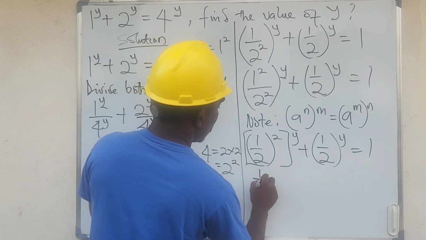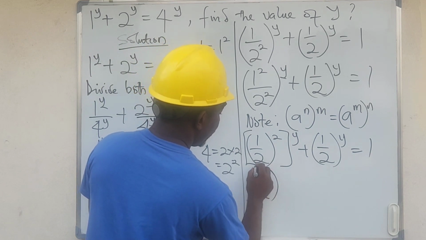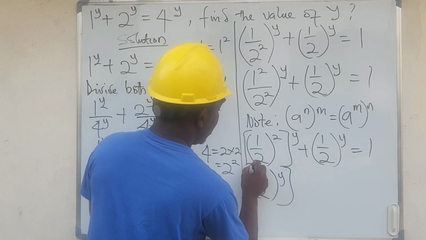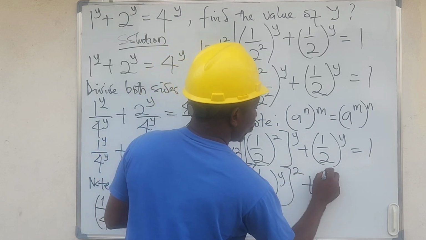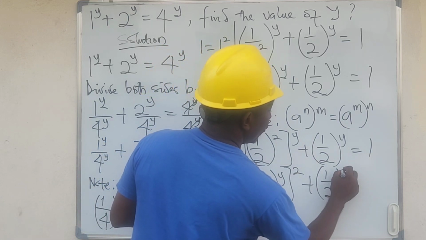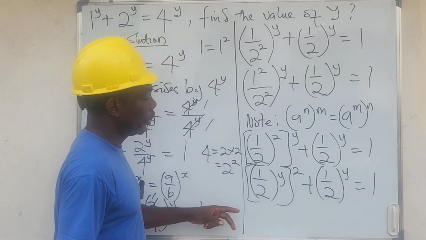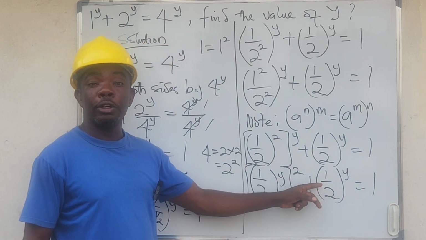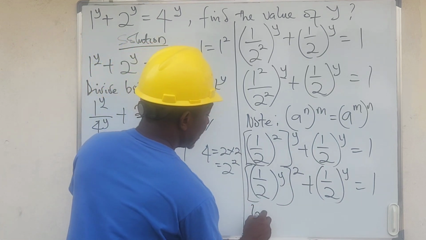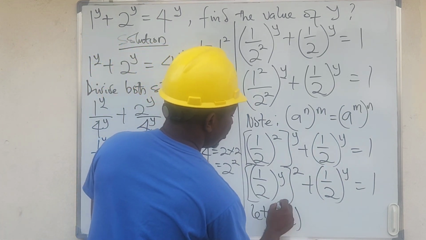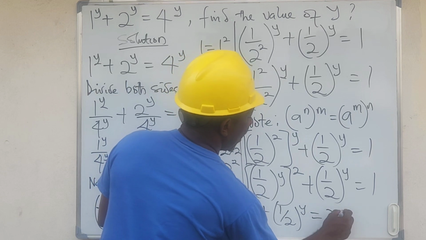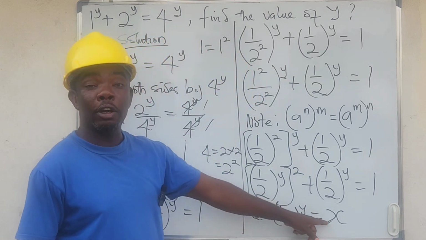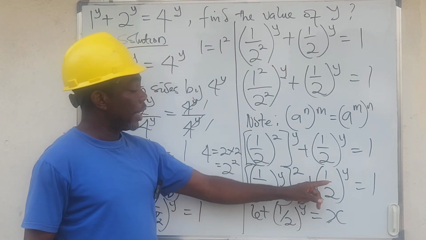So here will become 1 all over 2 raised to the power of y all to the power of 2 plus 1 all over 2 raised to the power of y equals 1. So you can see we have 1 all over 2 raised to the power of y and 1 all over 2 raised to the power of y. So we say let 1 all over 2 raised to the power of y equal x. So we are going to substitute the value of x into this expression.